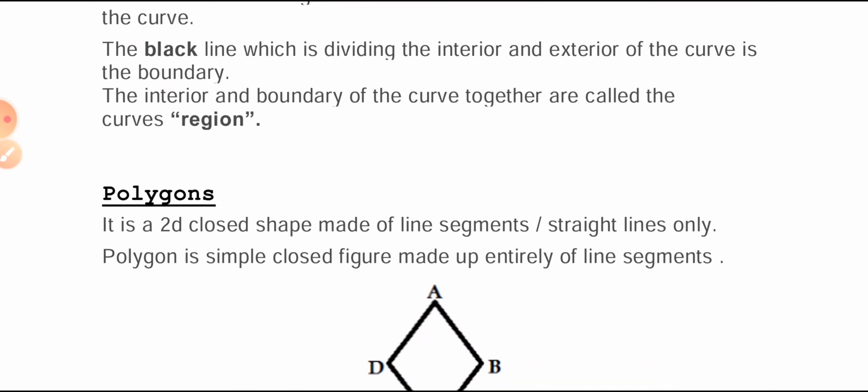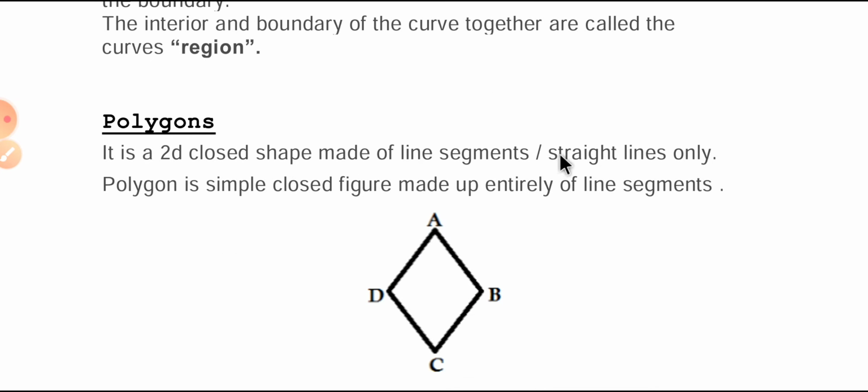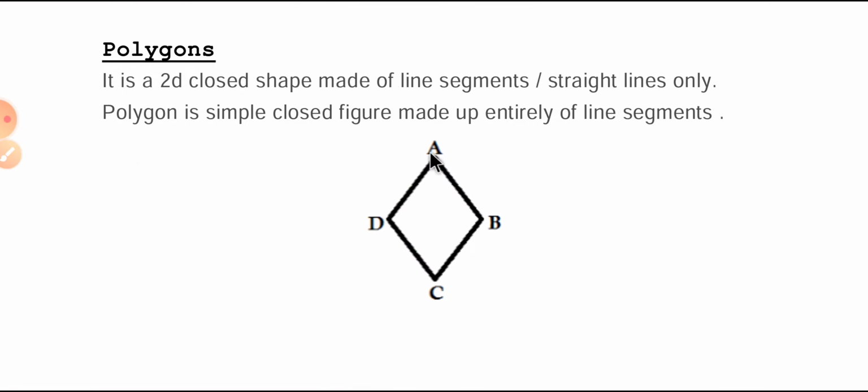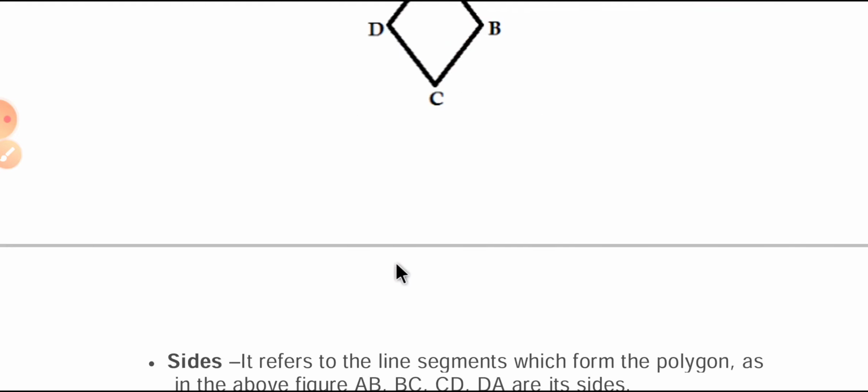Then see the polygon. Polygon means it is a 2D closed shape made up of line segment or straight line only, or we can define that polygon is a simple closed figure which is made up of only line segment. What is a polygon? It is a closed figure made up of only line segments. Line segment means which is having 2 end points. So you can see it is a closed figure. How many points are there? A, B, C, D.